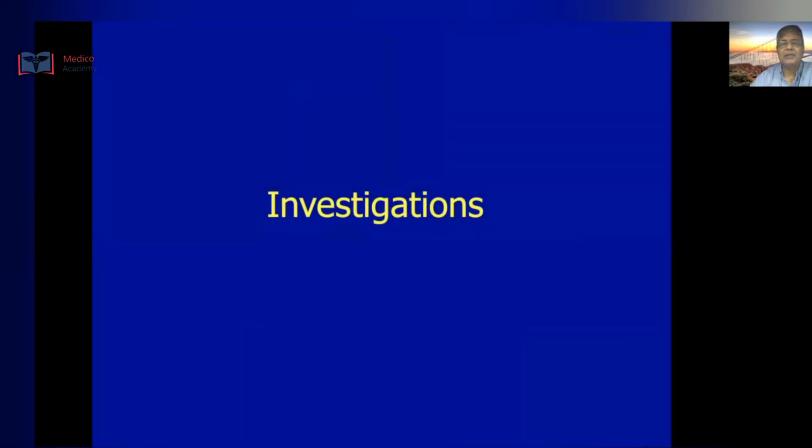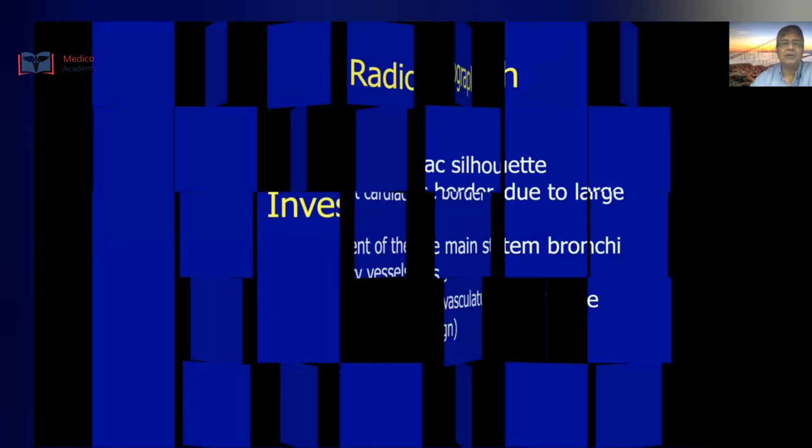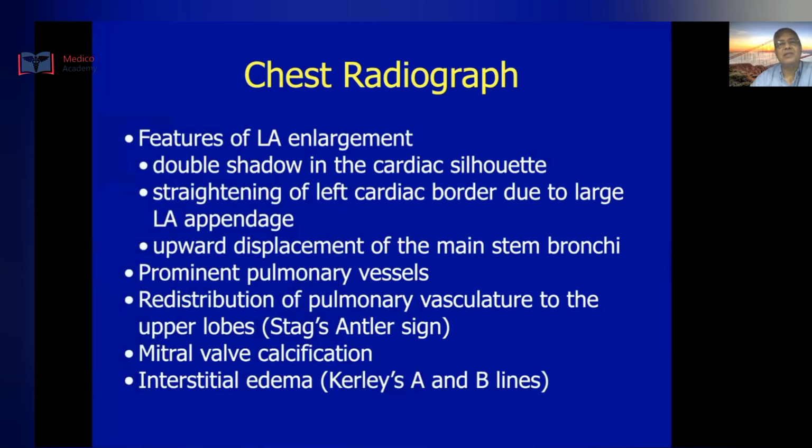How do we investigate such a case? What are the important investigations? The first is the chest radiograph. The chest radiograph shows features of left atrial enlargement, which are a double density shadow in the cardiac silhouette, a straightening of the left cardiac border due to a large LA appendage, and upward displacement of the left mainstem bronchus, prominent pulmonary vessels, and redistribution of pulmonary vasculature to the upper lobe, which is also called the stag's antler sign.